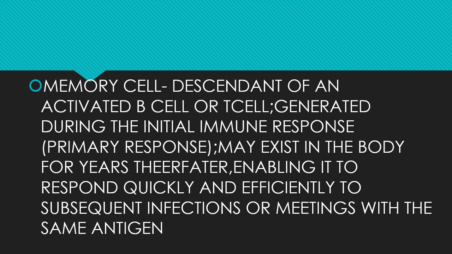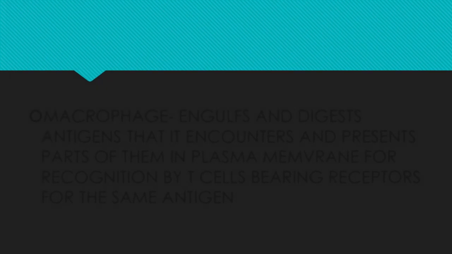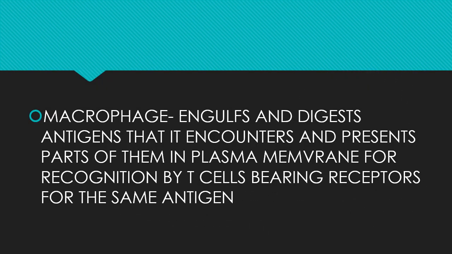And memory cells, descendants of an activated B cell or T cell generated during the initial immune response, may exist in the body for years thereafter, enabling it to respond quickly and efficiently to subsequent infections or meetings with the antigen. Macrophage engulfs and digests antigens that it encounters and presents parts of them in its plasma membrane for recognition by T cells.